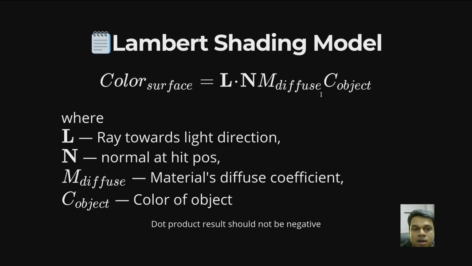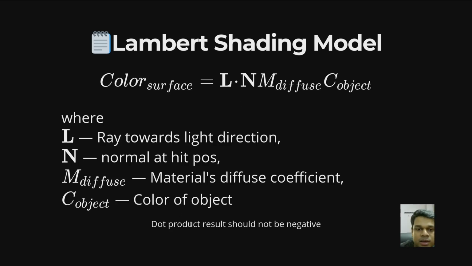And finally, we have the color of the object, because all these terms will multiply and give you a single value. It's not a vector value, and that will be applied to the color of the object, which is a vector value, and the color will be either seen very brightly if the number is 1 or more than 1, or it will be shown in a diminished way if the result is less than 1.